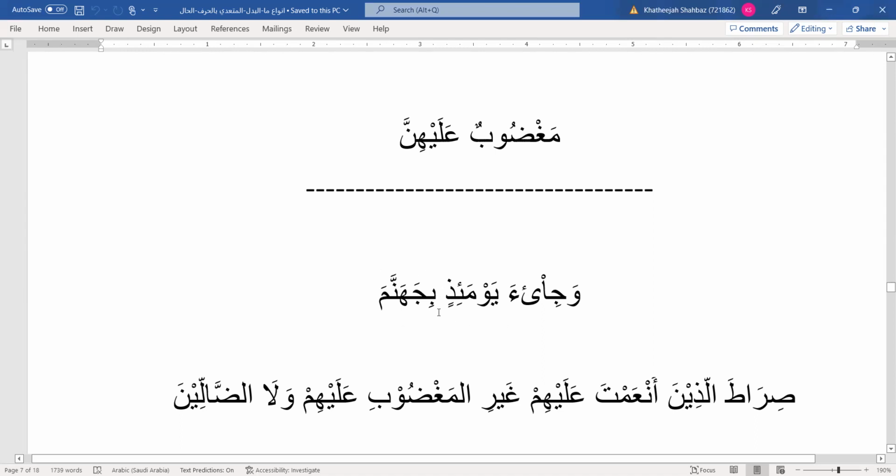But you see Jahannama is added to it. So how will you translate? Waji'a bi Jahannama. The Jahannam was brought, because bi Jahannama together is acting as naibul fa'il, similar to what we did before with the other examples.